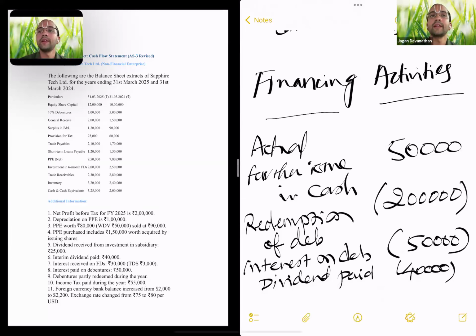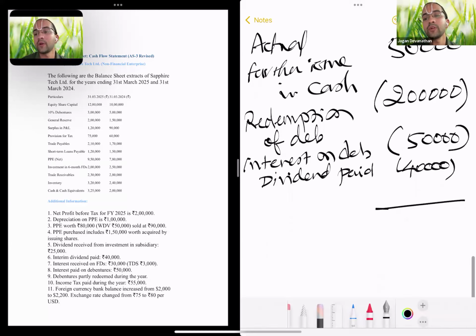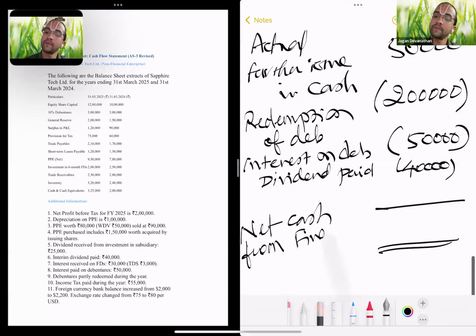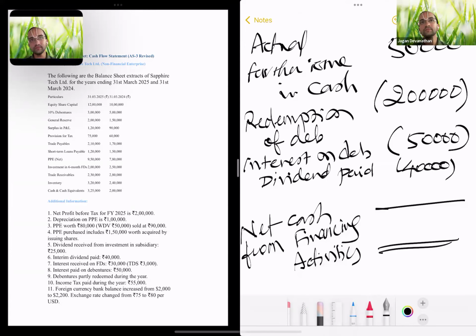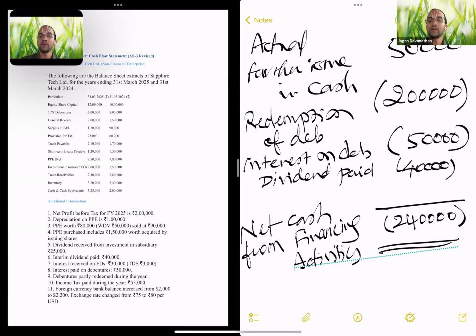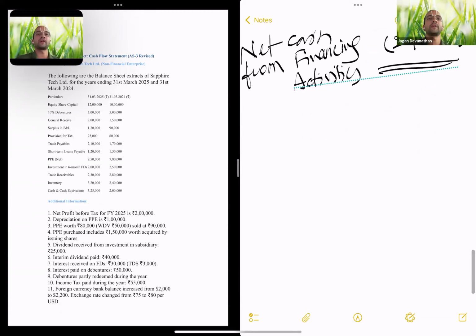Now, net cash from financing activities is how much? It is negative 2,40,000. Okay.